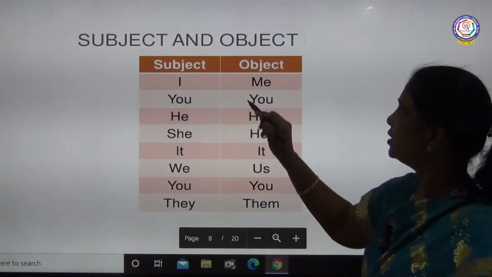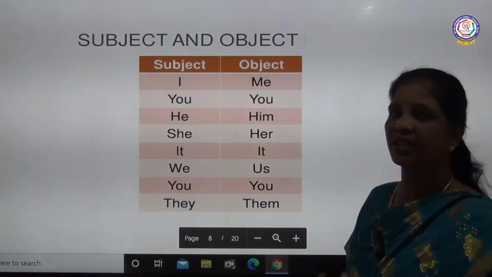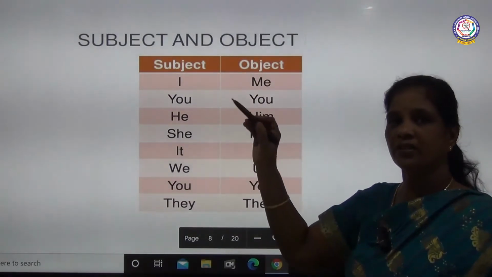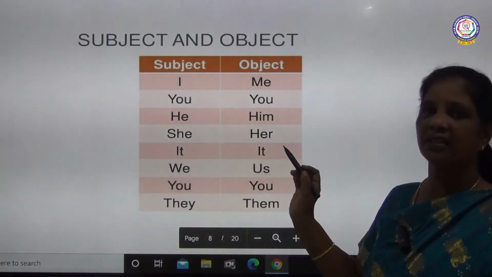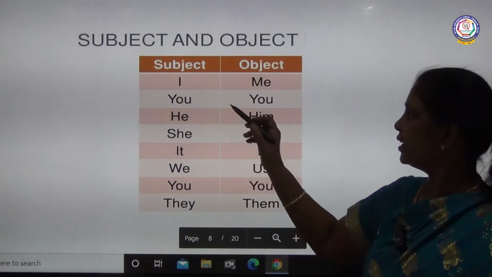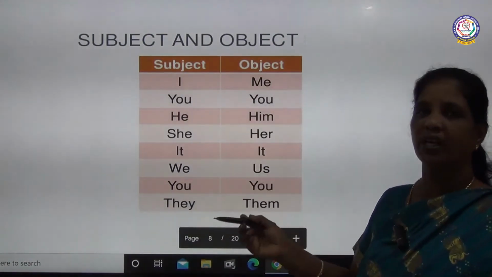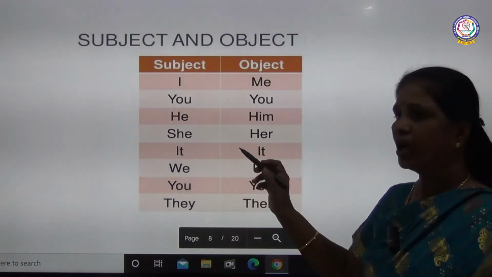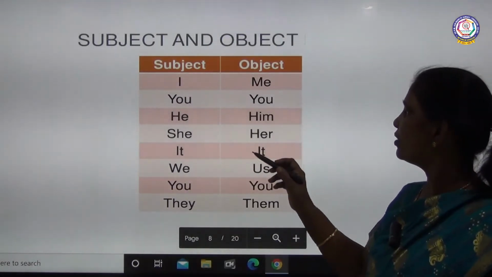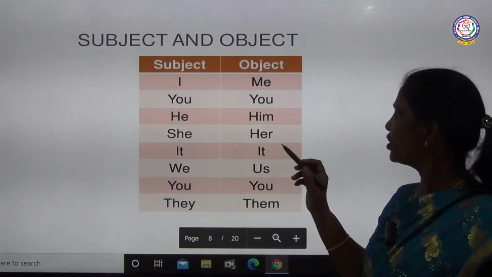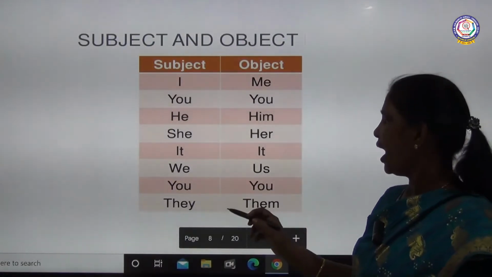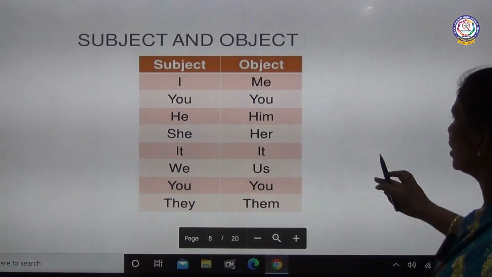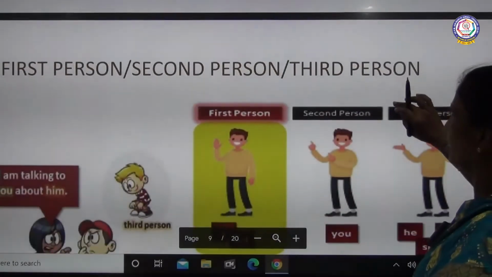So here this subject and object changes will be taking place. So first if it is coming it is subject, and when it is coming in the last it is called as object, and here this I will be changed into me, and you will be changed into you, he will be changed into him, she will be changed into her, it will be changed into it, we will be changed into us, you into you, and they into them. So it is clear children? We will go for the next.